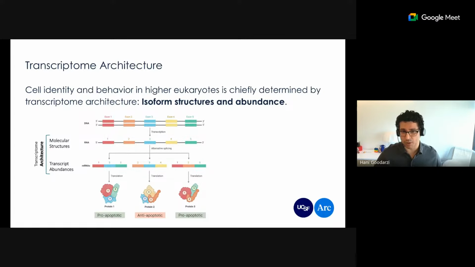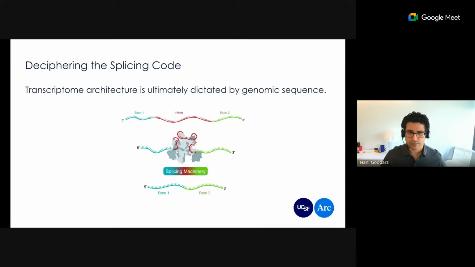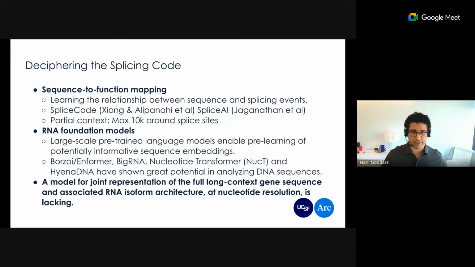That is basically what we call splicing grammar. Basically, what are these regulatory elements in the RNA that define how it gets processed in the cell? This is called the splicing code in biological lingo. Learning the relationship between sequence and splicing is basically deciphering this splicing code.